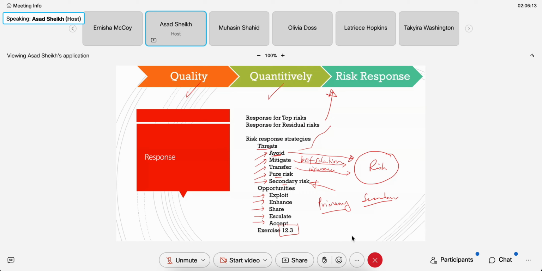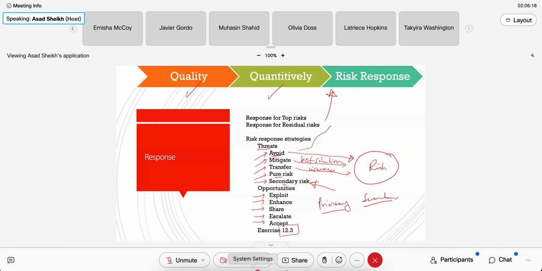Excellent, I like it. So I hope everyone understood what Javier just spoke of. So that's how you deal with primary and secondary risks.